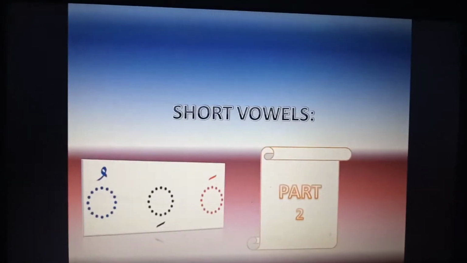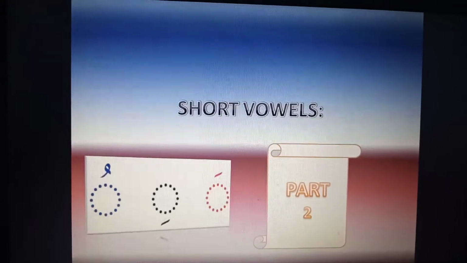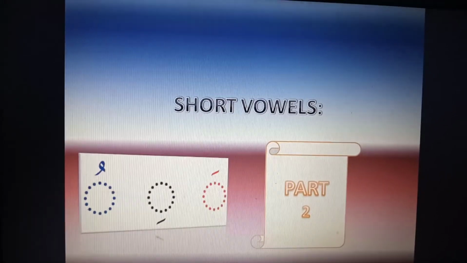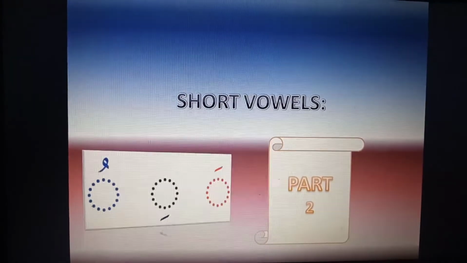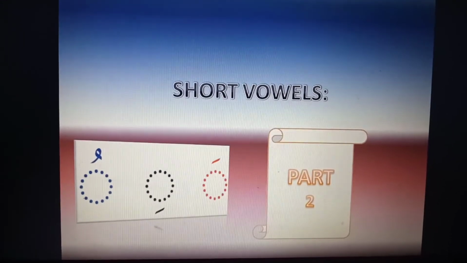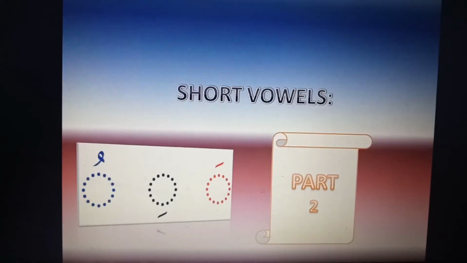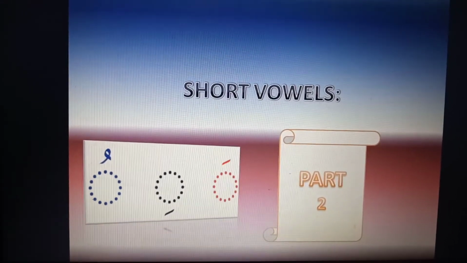Everyone. Today I'm going to complete my previous lesson about short vowels. I'm so excited about it, and I wanted to remind you of the short vowels, so I have put a picture of these short vowels, which are the fatha and the kasra and the dhamma.